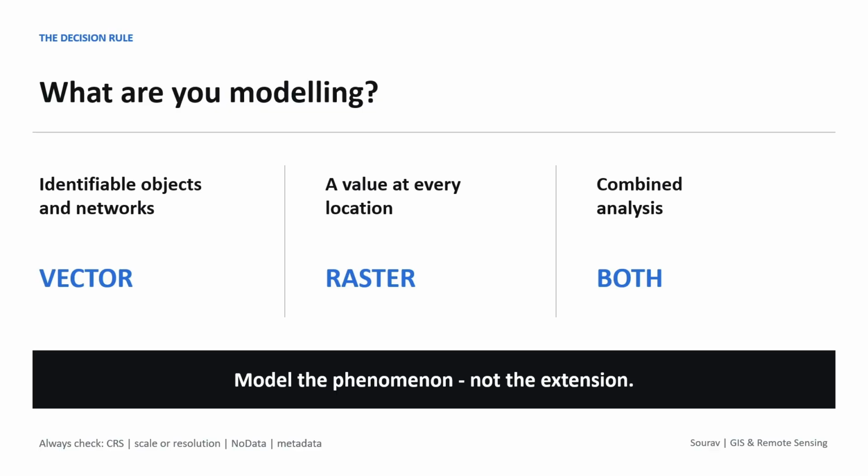The practical rule is simple. Start with vector when individual objects, boundaries, or networks matter. Start with raster when a value is defined across the whole area. In most projects, keep both models and convert only for a specific analytical reason. Always preserve the CRS, scale or resolution, no data rules, and metadata.